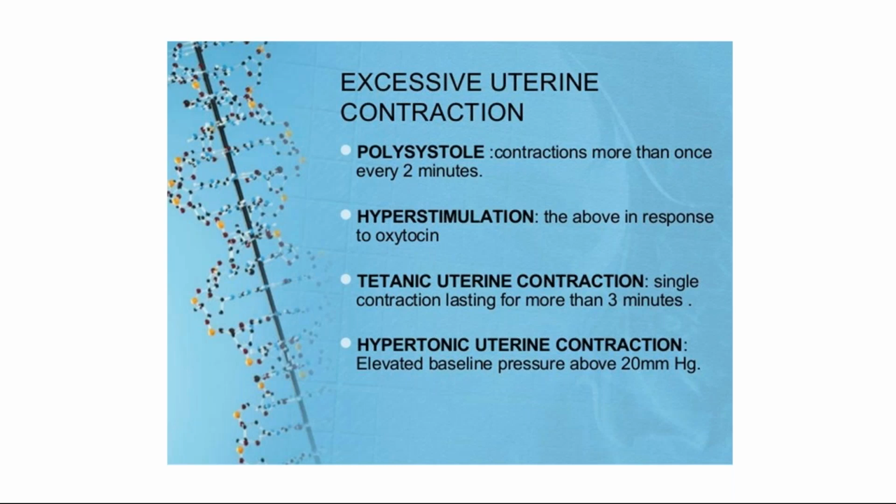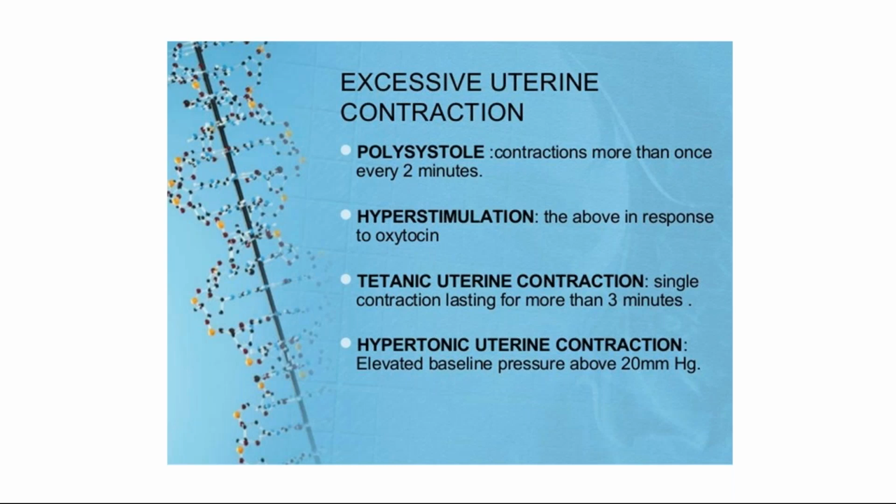Then tetanic uterine contraction. Tetanic means a single prolonged contraction. Normally, it should not last for more than 45 seconds or at the most 1 minute. But here, a single contraction is lasting for more than 3 minutes. That is called a tetanic uterine contraction.